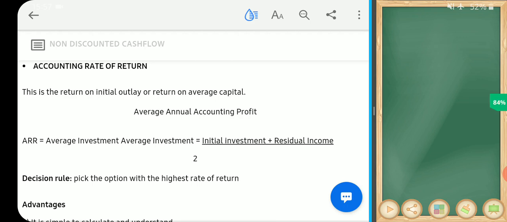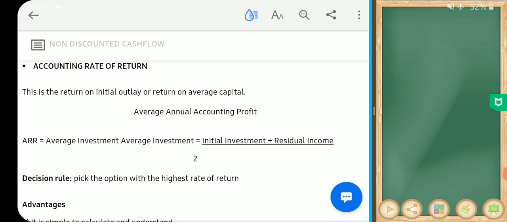Material, I think there's a mistake somewhere. ARR is supposed to be average annual accounting profit over average investment. That's the formula. The corrected one will be in the material that will be sent to you in the group chat. Average annual accounting profit over average investment. That is how we get our ARR.